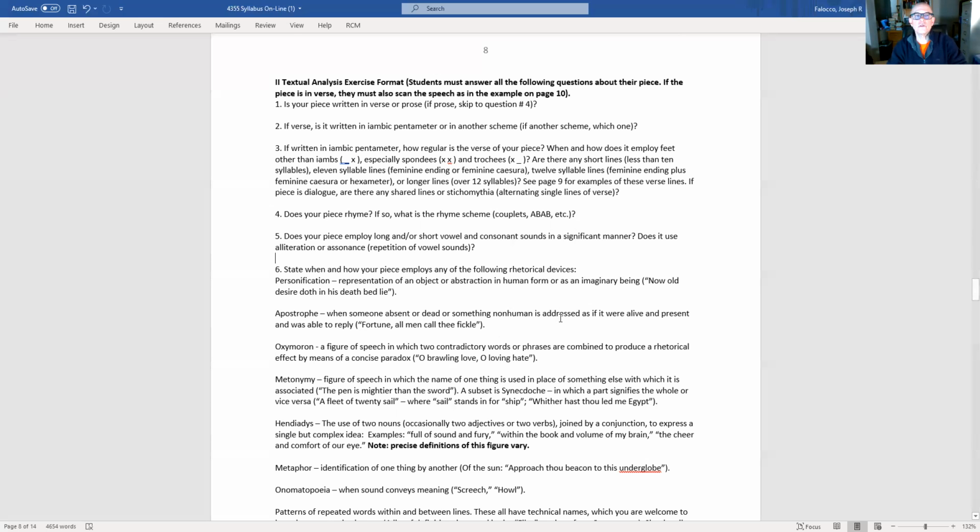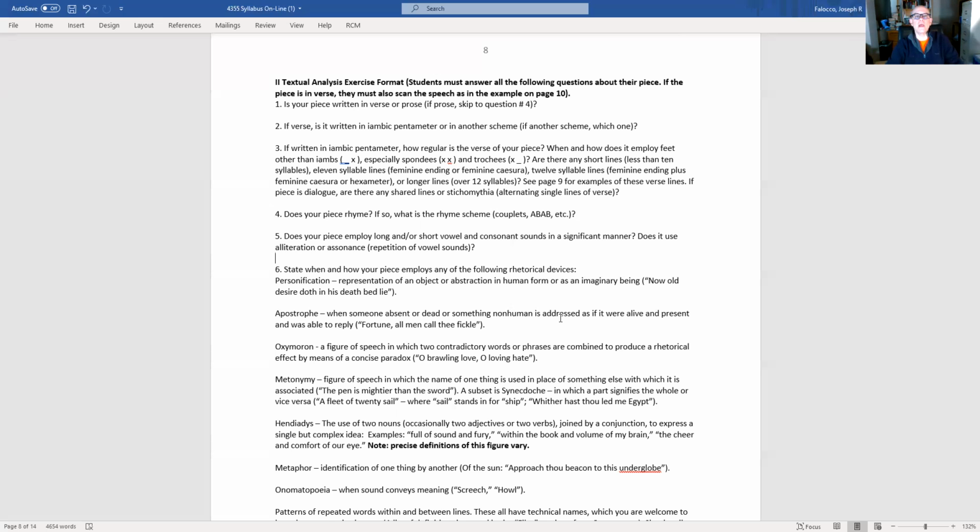I also ask if it uses alliteration or assonance. Alliteration, we all know, the repetition of consonant sounds. Assonance, the repetition of vowel sounds. So rhyme also, by definition, includes assonance, but often with rhyme you've got not just the final vowel sound, but then an additional consonant sound.